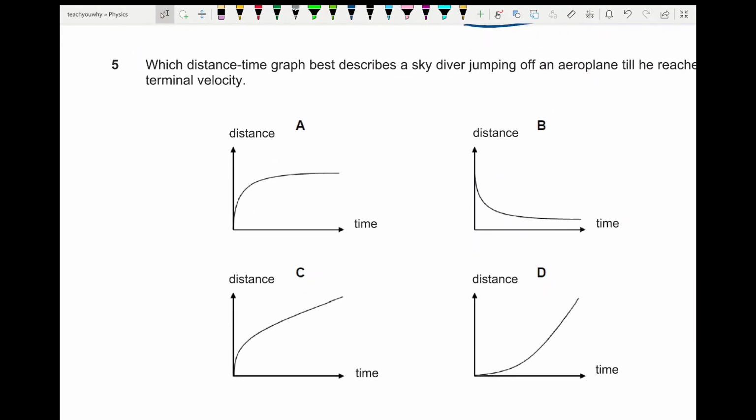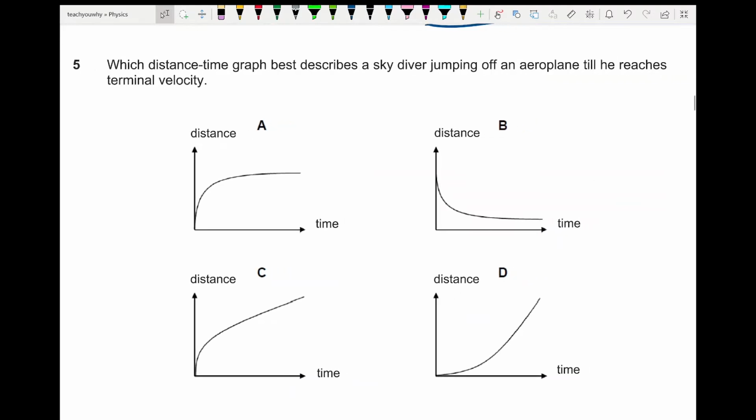Okay, question 5. Which distance-time graph best describes a skydiver jumping off an airplane till he reaches terminal velocity?